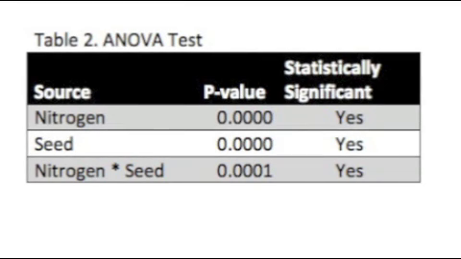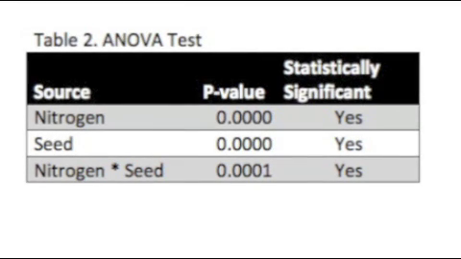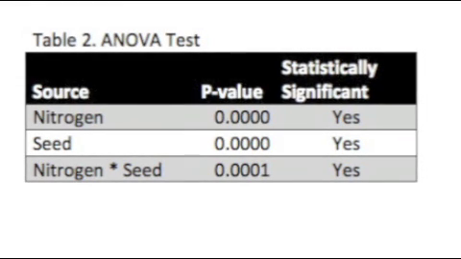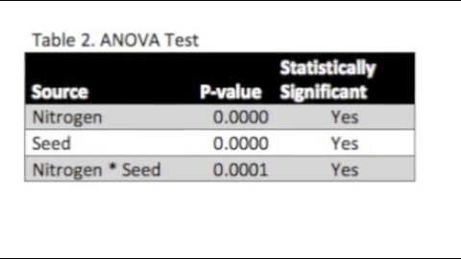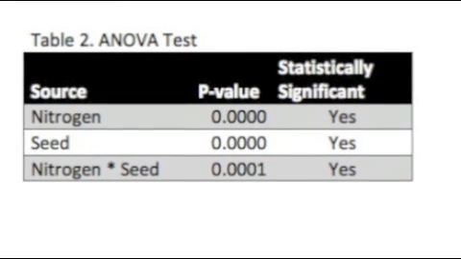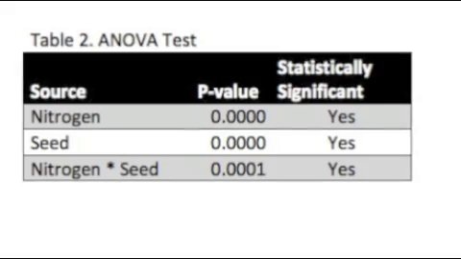If the p-value is less than or equal to alpha, then we can accept our hypothesis because it is statistically significant. In this case, we used an alpha of 0.05. Therefore, all three variables, nitrogen application, seed density, and the interaction between the two, are all statistically significant.